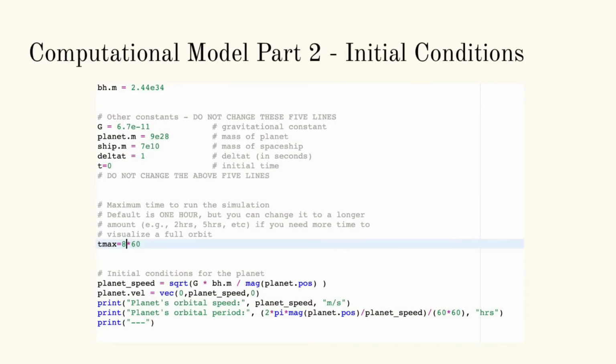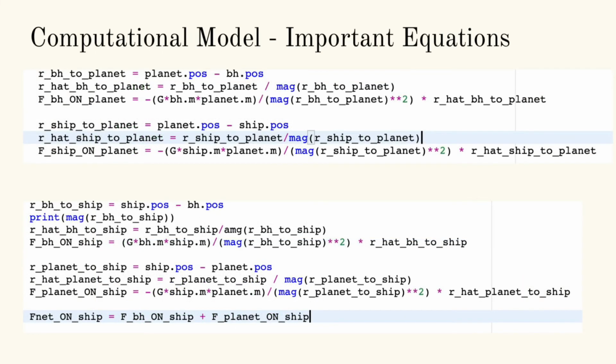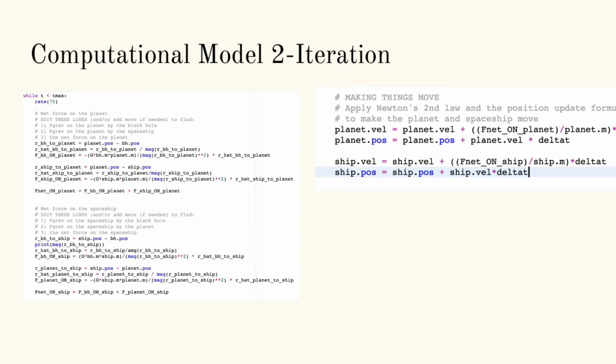For Part 2 of the lab, the initial conditions are shown here. There is the mass value of the black hole found in Part 1, and the initial velocity of the spaceship is the unknown. We found the initial velocity using the trial and error method. This slide shows the important equations for Part 2: the distances between the masses, r-hat values, gravitational forces, and net forces. I then converted these equations to Python code, as we can see on my slide. This is the iteration step for Part 2 of the lab.